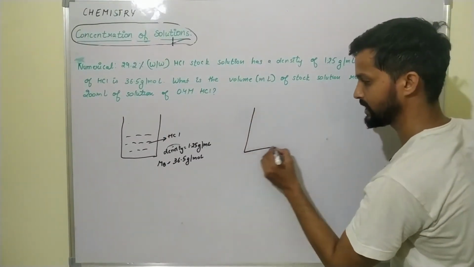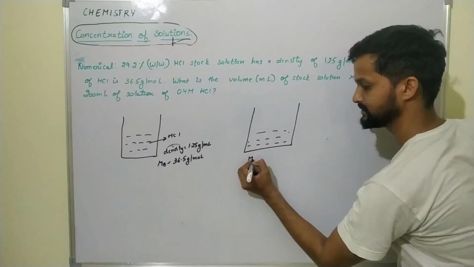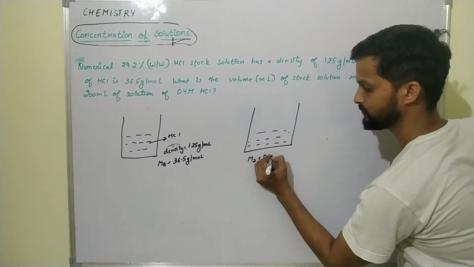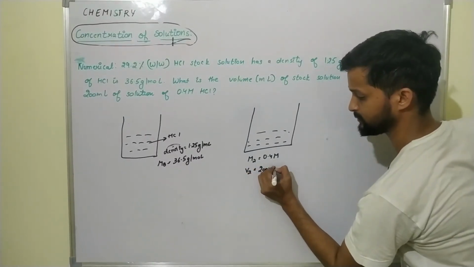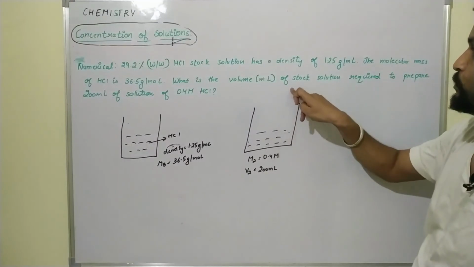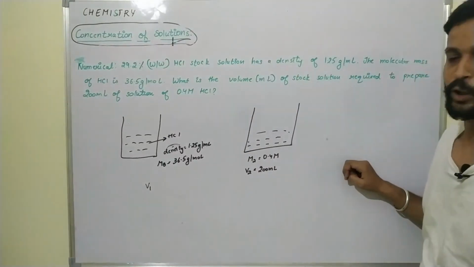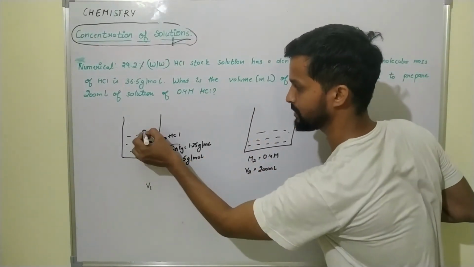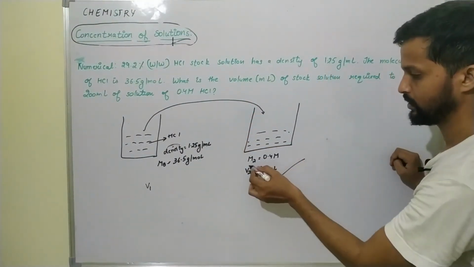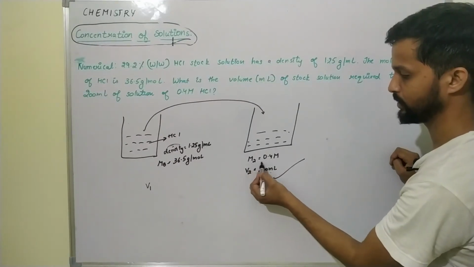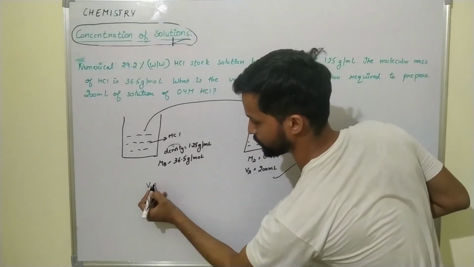Here we have to prepare a solution of HCl which has a molarity of 0.4 M and a volume of 200 ml. The question is, what is the volume of HCl? That means we have to calculate how much volume I should take from this beaker and add, so that a solution of volume 200 ml and molarity 0.4 will become. Clear? So here we have to calculate the volume of HCl.